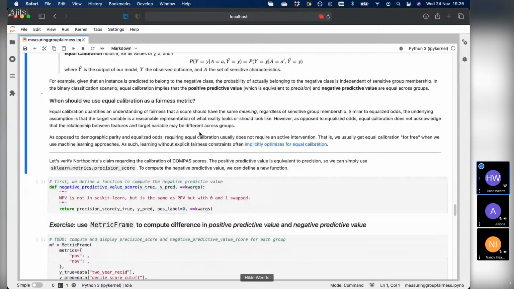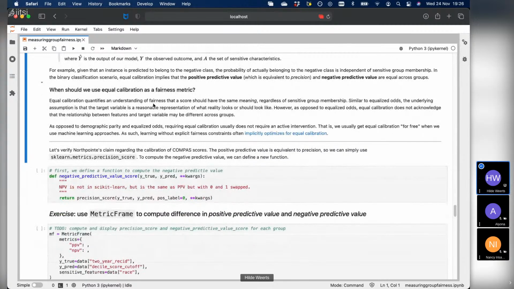So when should you use equal calibration as a fairness metric? The underlying assumption of equal calibration is that every score should have the same meaning, regardless of sensitive group membership. So if you get a score of 0.7, that should mean the same thing whether you are in one sensitive group or in another sensitive group. So here the assumption again is that the target variable is a reasonable representation of what reality looks like, or what we want reality to look like. But it does not acknowledge that the relationship between the features and the target variable is different across groups.